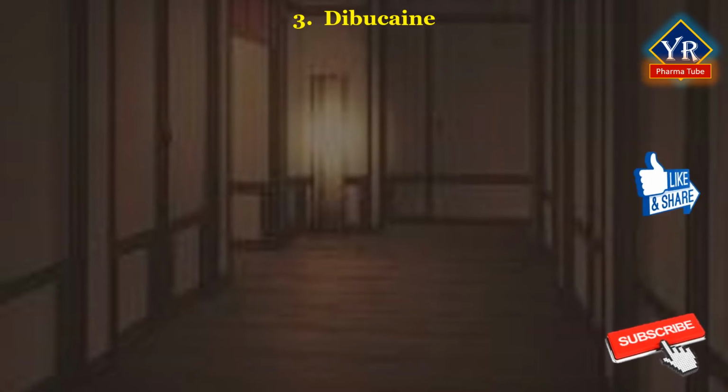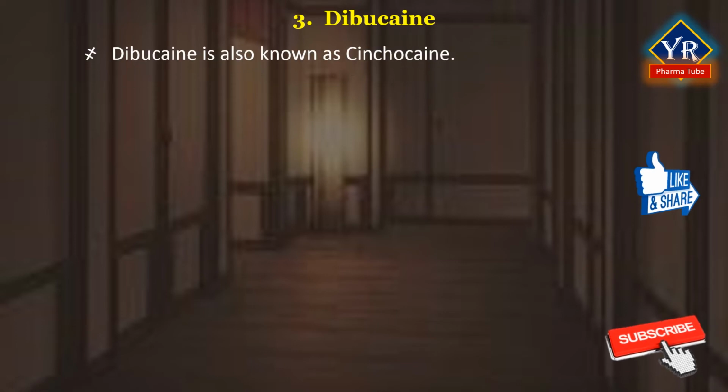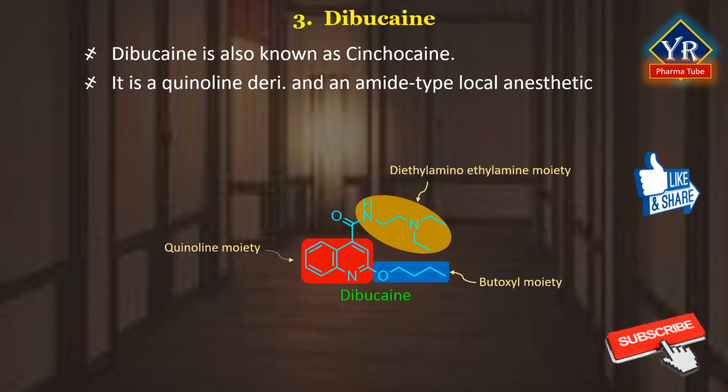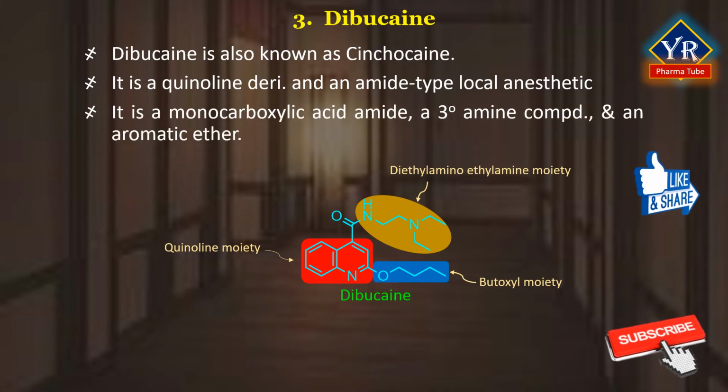And the last drug of this lesson is Dibucaine. Dibucaine is a quinoline derivative and an amino-amide type local anesthetic agent. It is a monocarboxylic acid amide, that is the 2-diethylaminoethyl amide of 2-butoxyquinoline-4-carboxylic acid. It is a monocarboxylic acid amide, a tertiary amino compound, and an aromatic ether. One of the most potent and toxic drugs of the long-acting local anesthetics, its parenteral use was restricted to spinal anesthesia. The physiological effect of Dibucaine is by means of increased histamine release and cell-mediated immunity.